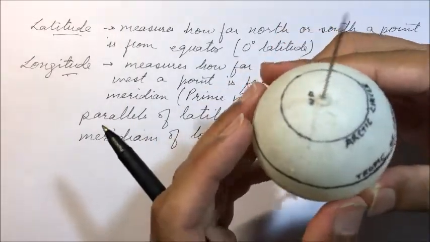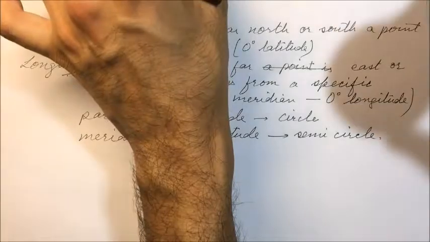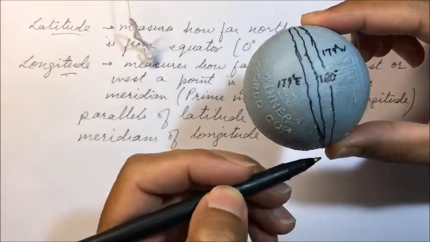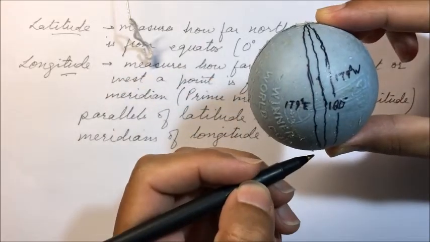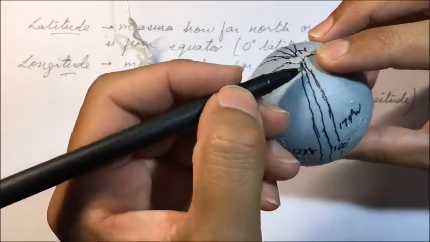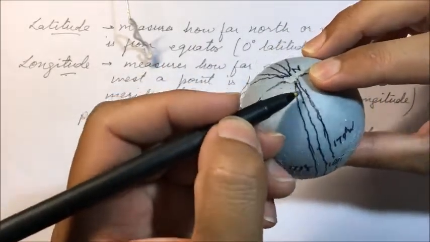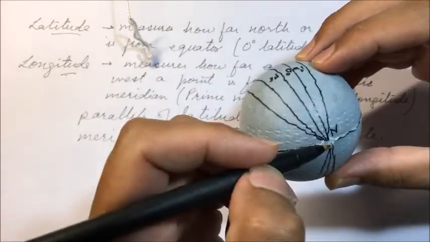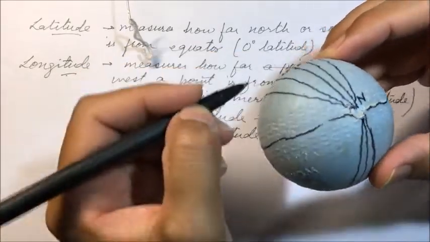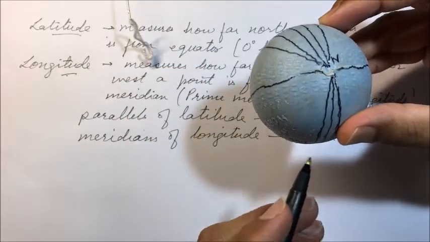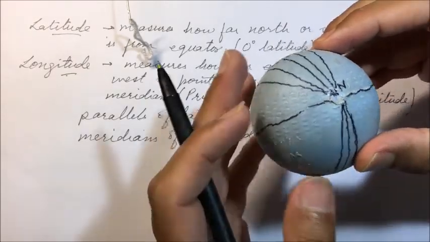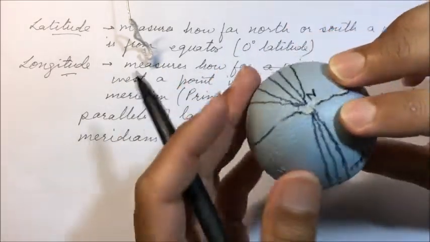But in the case of meridians of longitude, each meridian is a semicircle from north to south. For example, the prime meridian, 0 degree longitude, is a semicircle. Opposite to it we have 180 degrees. They both form a circle. It is a great circle. It divides the earth into two halves, the eastern hemisphere and the western hemisphere.